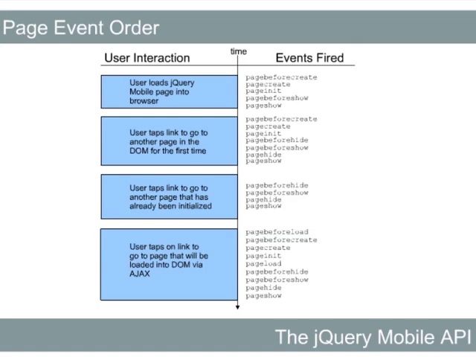Now, if you're tapping on a link that's going to take you to an external page that hasn't been loaded into the DOM yet and thus hasn't been initialized, then jQuery Mobile will not only fire off all of its page initialization events and the page hide and show events, but it'll fire off the AJAX events that I just talked about. So you can see here this is the longest list. It's got page before load, then the page before create, page init. Then the page load event fires, then the hide and show events fire off.